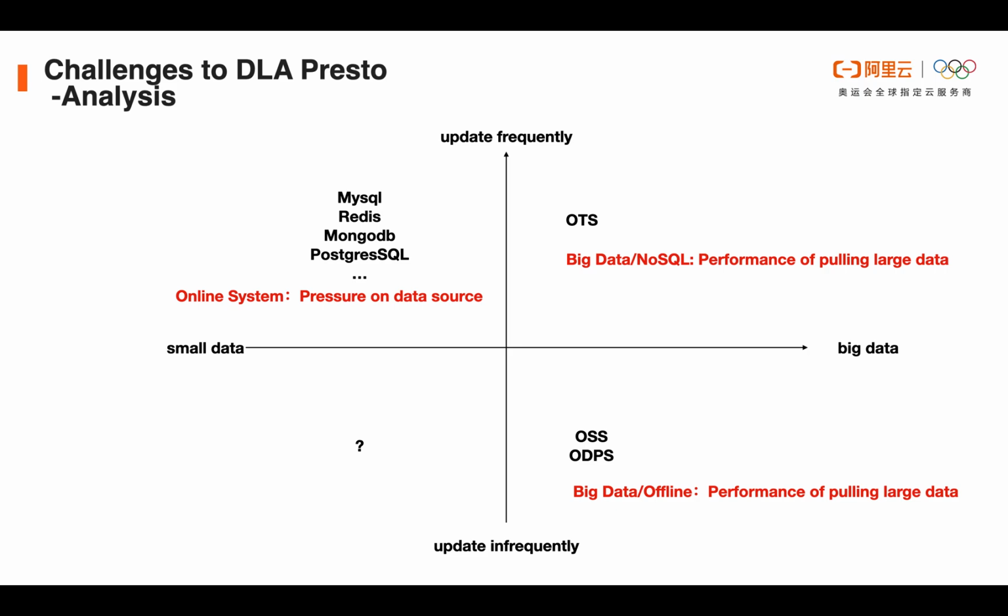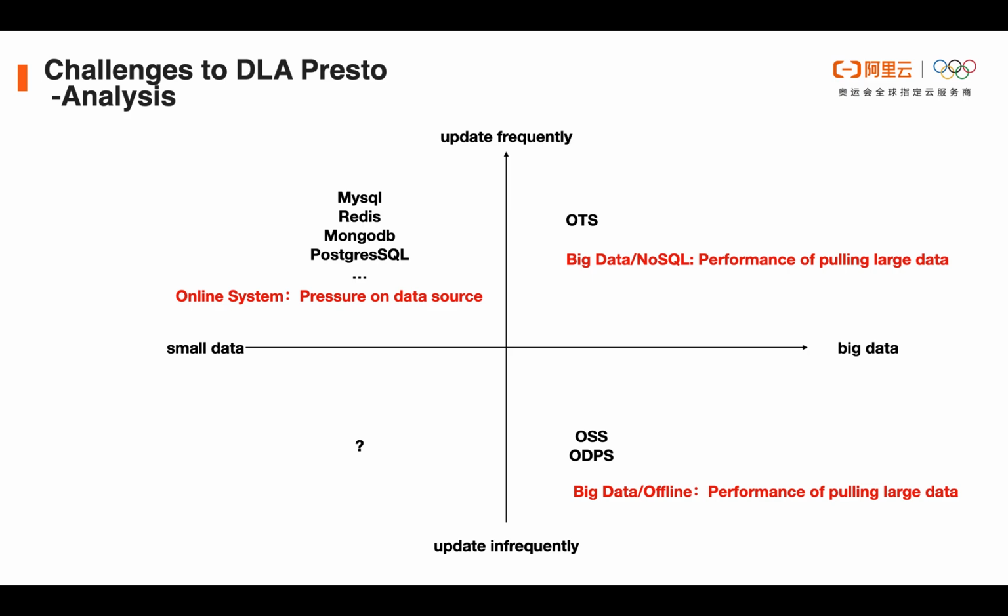And for the big data sources, we found that some data sources are updated frequently. They are usually called the NoSQL system, and the data sources updated infrequently are usually used as an offline system. And for the big data systems, we need to improve the performance because the data size is very large.